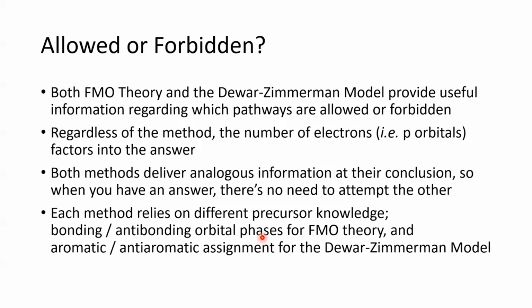So once you have an answer from either of those theories, there's no need to attempt the other one. The main difference is the two methods require different precursor knowledge. You either need to know about bonding and anti-bonding orbitals per frontier molecular orbital theory, or you need to know about aromatic versus anti-aromatic systems for the Dewar-Zimmerman model.